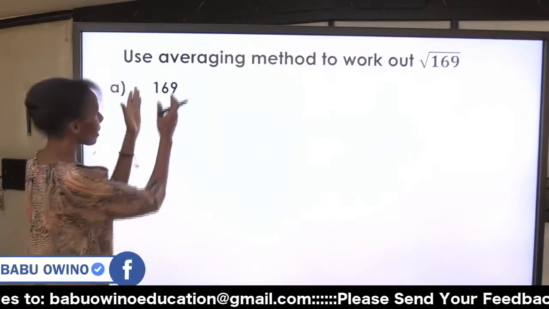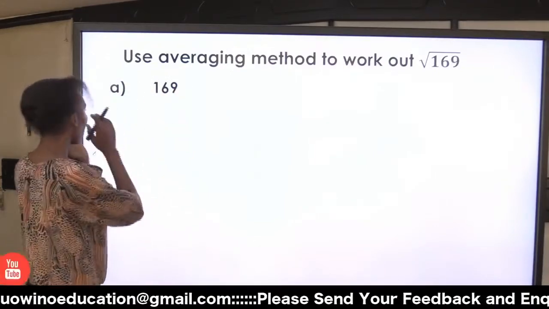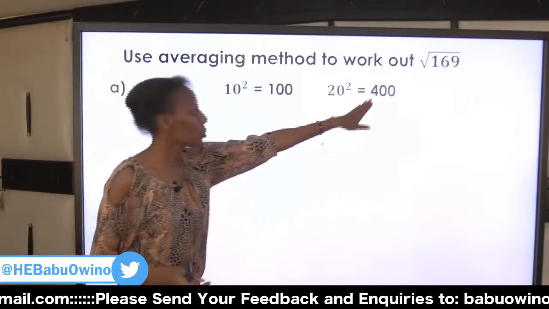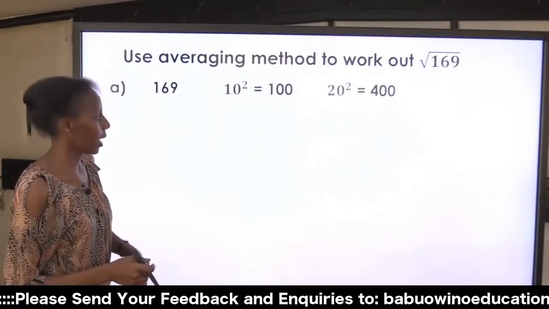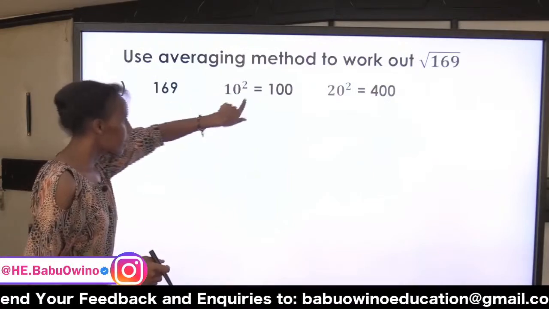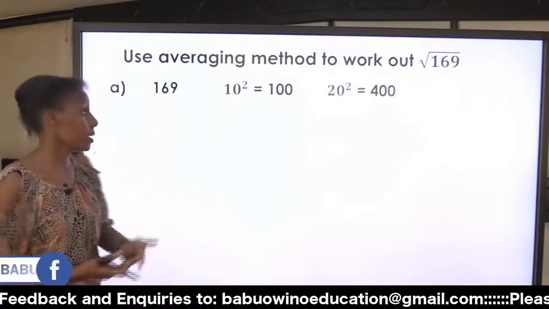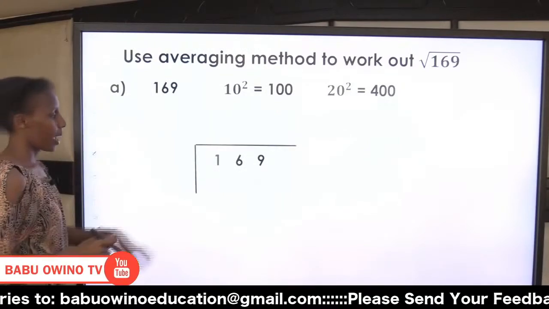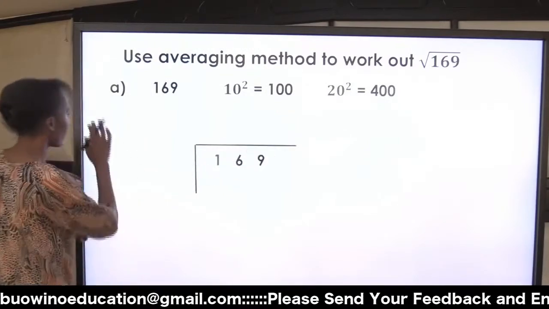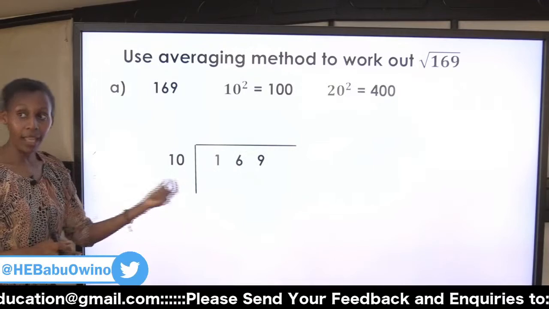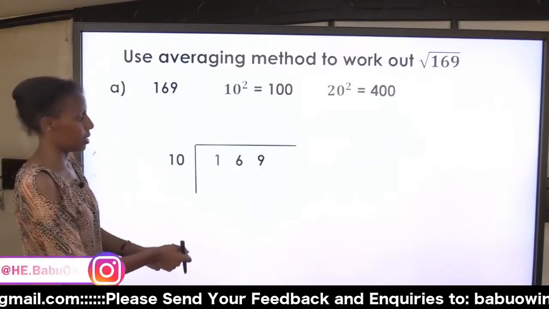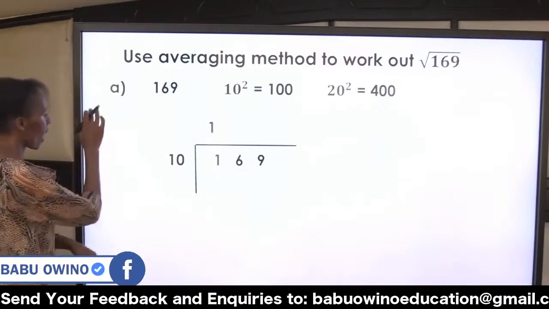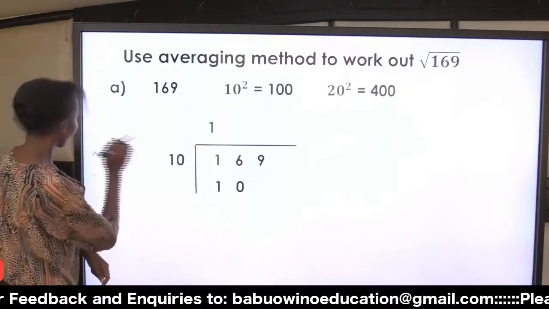But 169 is much closer to 100 than it is to 400. So I'm going to take 10 as my estimated square root. So I do the division. I have my 169, and I divide by 10, the one that I estimated. So how many times does it go? It goes 1 time because of 10.